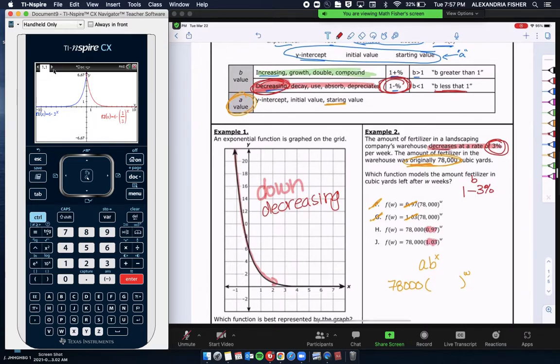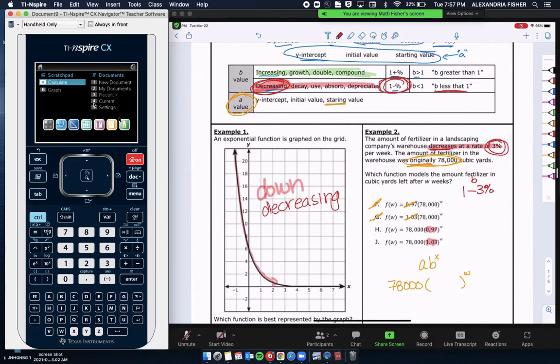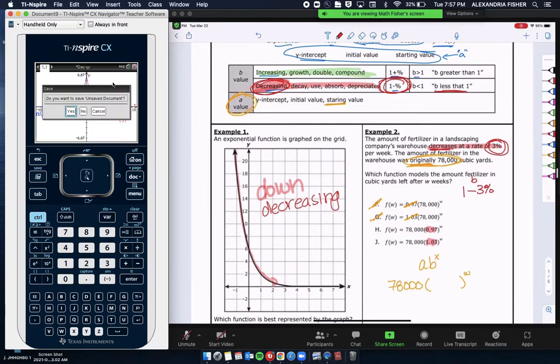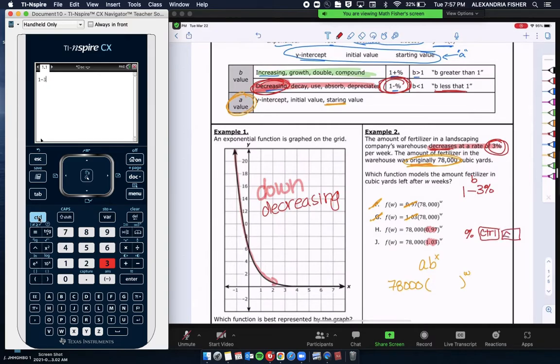Now, if you know it's decreasing, you know it's less than 1, so it can't be J, but let's do it in the calculator, just to be sure. So let's do New Document, No, Add Calculator. We're going to do 1 minus 3, and to get the percent symbol, you have to do Control, and then the little book. That's supposed to be a book, but control, the little book right here, and then you're going to look for the percent, and there it is.